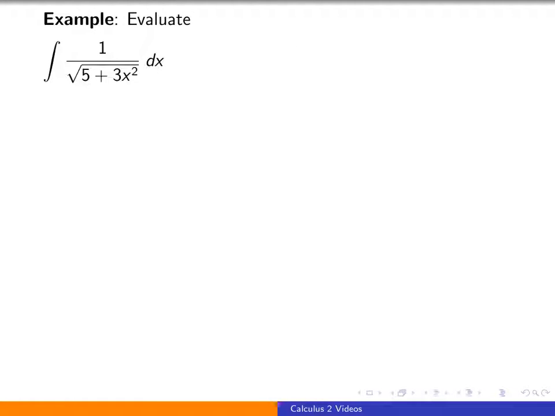So let's evaluate the given integral. Now, my thought process when I look at this, because of the square root of 5 plus 3x squared that appears in the denominator, I immediately jump to a trigonometric substitution. And recall, for a trigonometric substitution, if we have something like a squared plus x squared appearing in our integral, the substitution we might want to consider is x equals a tangent of theta.